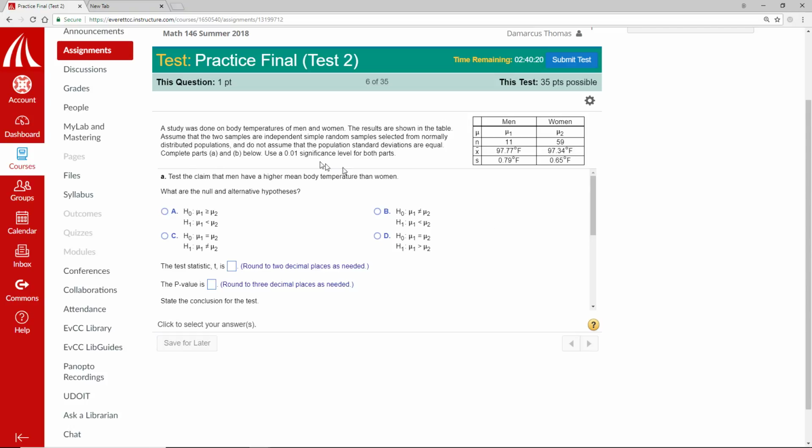Here's another problem. This time we're dealing with the sample means of two samples. A study was done on body temperature of men and women. The results are shown. Assume the two samples are independent SRSs selected from normally distributed populations and do not assume that the population standard deviations are equal. So we have to use a t-test here. And so this is what we'll do.